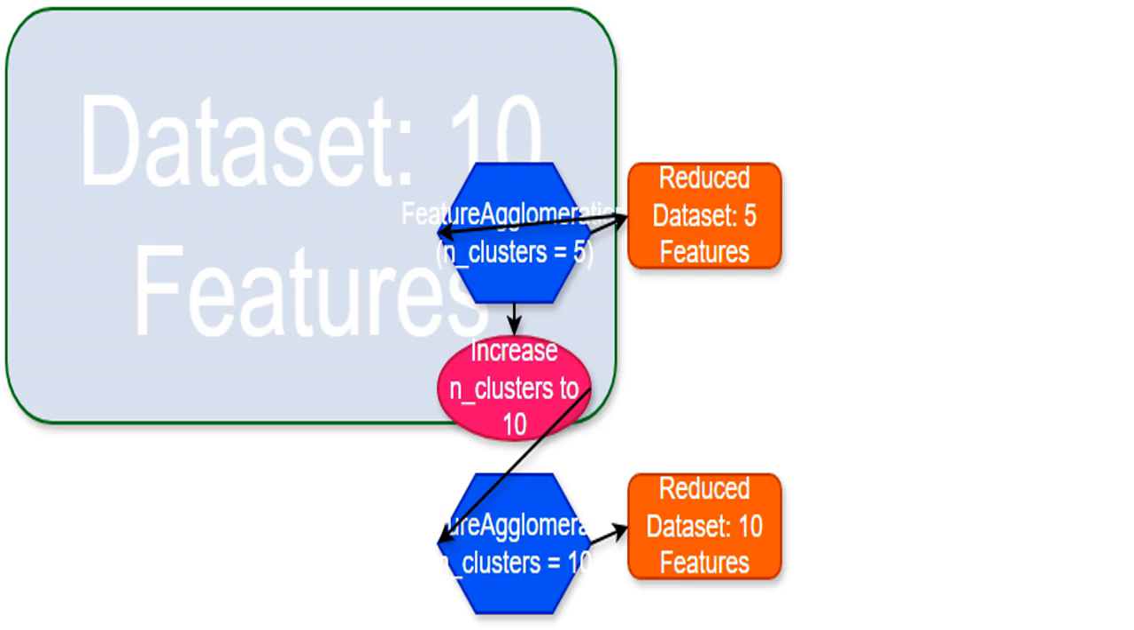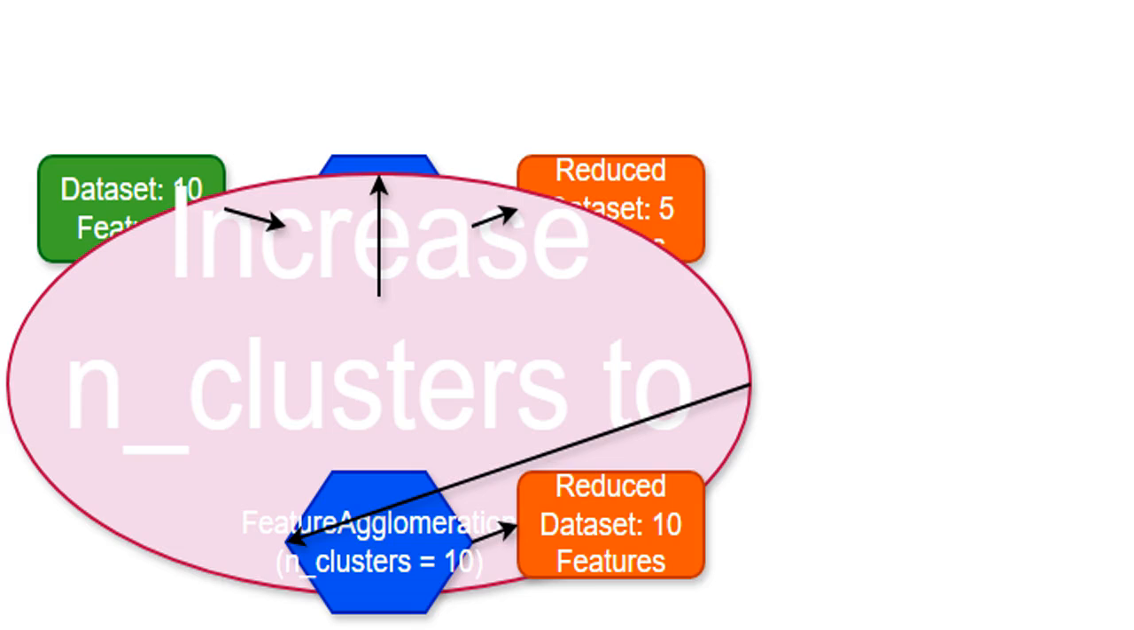Initially, I'm using a technique called feature agglomeration with 5 clusters. This process groups similar features together, reducing the original 10 features into 5 representative features. Think of it like consolidating related concepts. Now, I'm performing feature agglomeration again, but this time with 10 clusters. This will result in a different grouping of the features, and will likely yield a different set of 10 representative features.